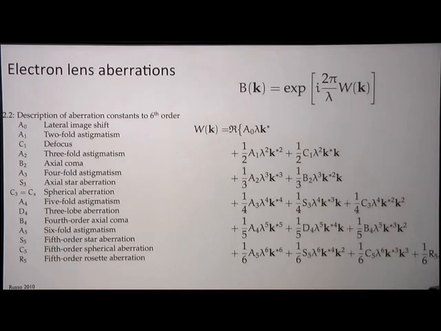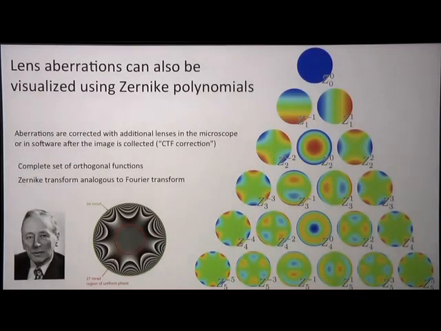And anyway, luckily there's a nice way to visualize lens aberrations that was come up with by a very interesting fellow, this Dutch physicist here called Zernike. And Zernike is really famous because he invented the phase plate for optical microscopy.